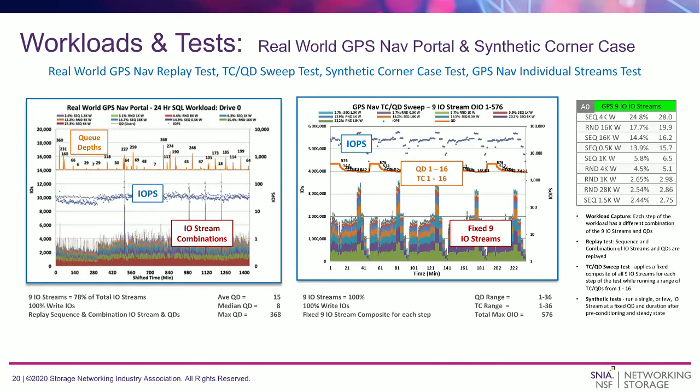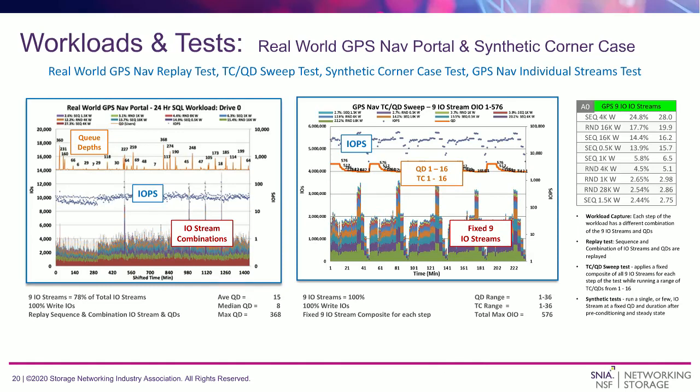On the right-hand side, we're taking those same 9 IO streams and averaging them across the entire capture. So in the green box on the right, you can see the 9 IO streams and the percentage of occurrence. We take that fixed composite, and for the thread count queue depth sweep, we apply those 9 IO streams and those percentages for each step of the test. And what we vary is the queue depth and thread count.